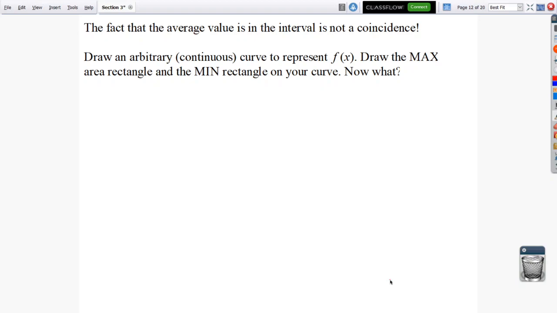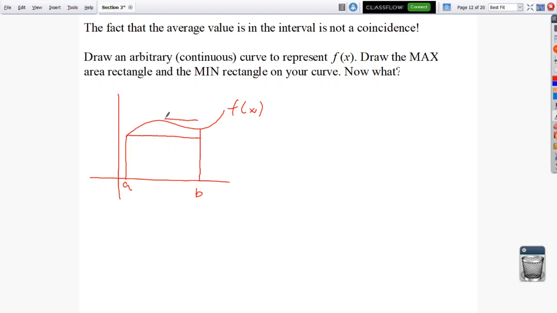And again, we're asking, does that happen every single time? And yeah, it does. Because what we have is, we're going to draw an arbitrary curve, right? So arbitrary curve feels like we've done this before. We'll call that f of x. We've got the integral from a to b. If I draw my min rectangle and my max rectangle, what I see there is I have the area in between there. So again, looking at that, I've got just the Min Max Theorem.